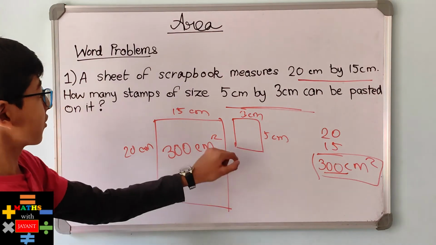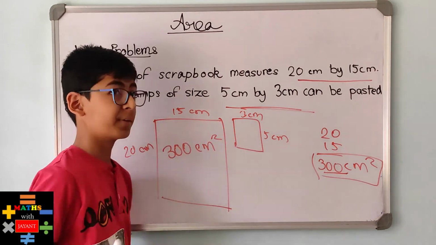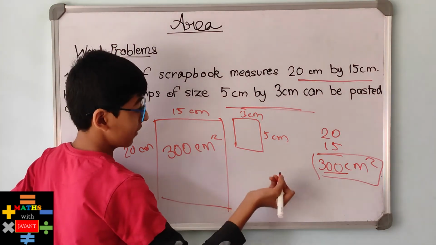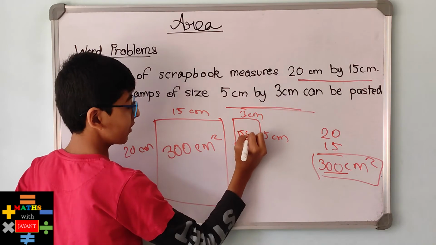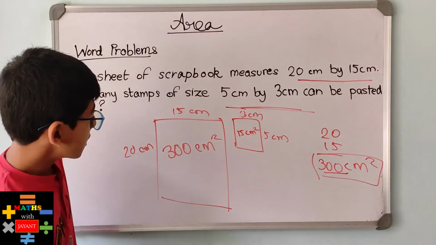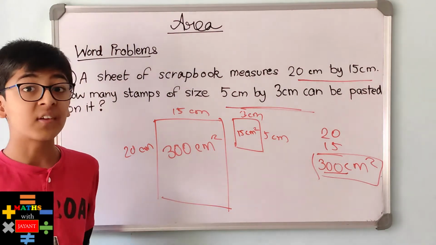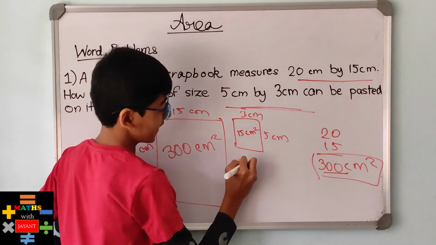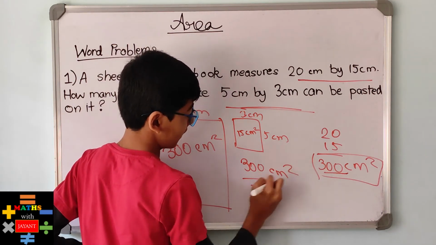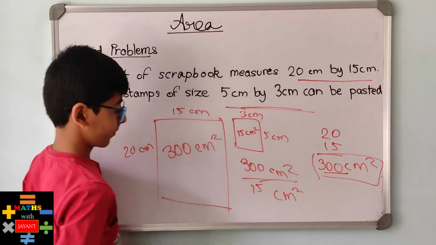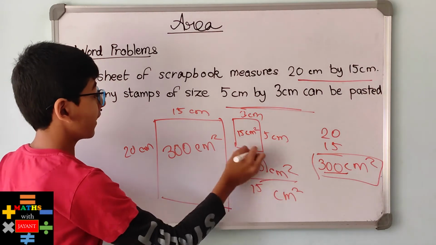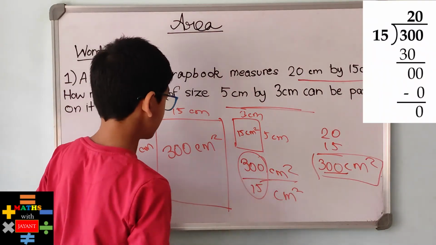Now our second task is to find the area of this stamp. So the sides are 5 centimeter and 3 centimeter. So 5 into 3 is 15. So the area of this is 15 centimeter square. Now how many 15 centimeter squares can fit in the 300 centimeter square area? So we will divide 300 by 15. 300 centimeter square by 15 centimeter square. What is 300 divided by 15? 300 divided by 15 is 20.